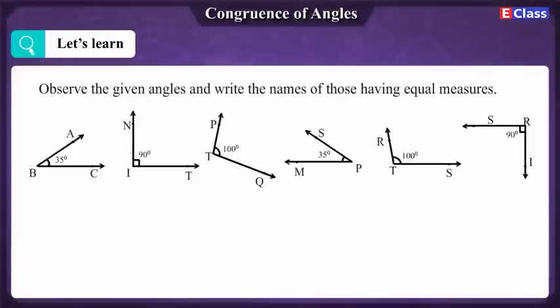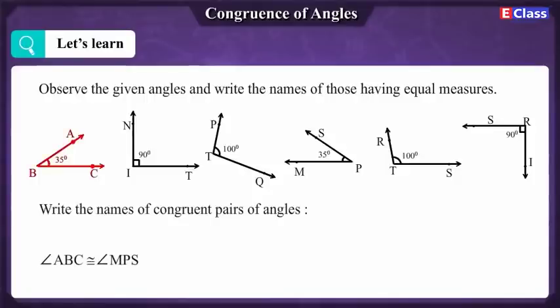Congruence of angles. Let's learn. Observe the given angles and write the names of those having equal measures. Write the names of congruent pairs of angles. Angle ABC is congruent to angle MPS. Angle NIT is congruent to angle SRI. Angle PTQ is congruent to angle RTS.